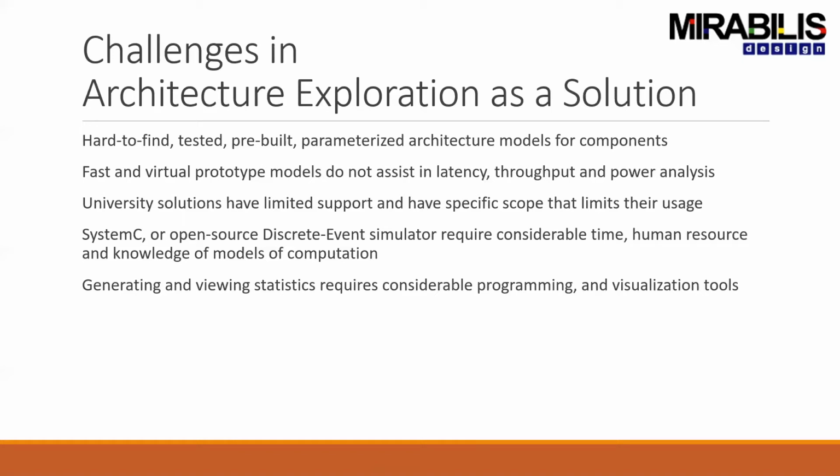A lot of people tend to focus on fast or virtual prototyping models. These are great for early software development, but they're not great for making architecture decisions. So that is where the architecture exploration kind of stalls, because people try to use virtual prototyping environments and say, hey, can I do architecture exploration there? No, because it doesn't have accurate timing. It doesn't have the pipeline. It doesn't have, for example, in your cache, things like inclusion, exclusion, or, for example, a pseudo-random replacement policy.